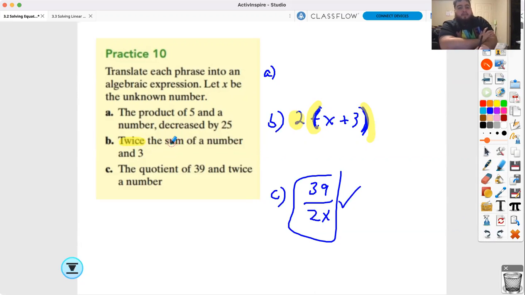Because you have put 2 plus X plus 3, right, ma'am? Yes. Now, if it had started off with the sum of 2 and a number and 3, if the sum was before all of these things, then yes, you would be correct. But remember that twice is actually a multiplication phrase, okay?